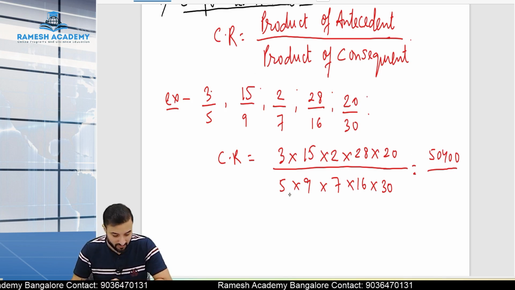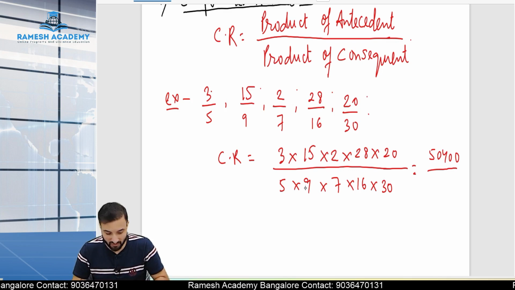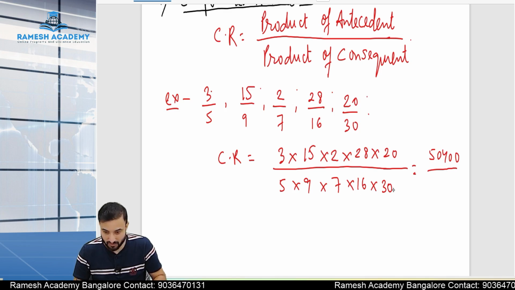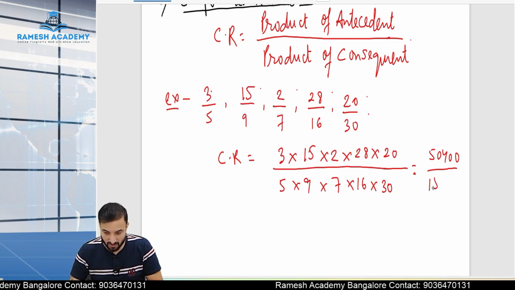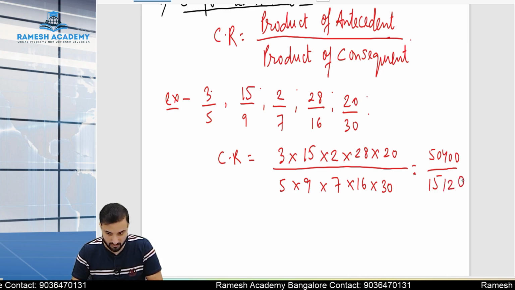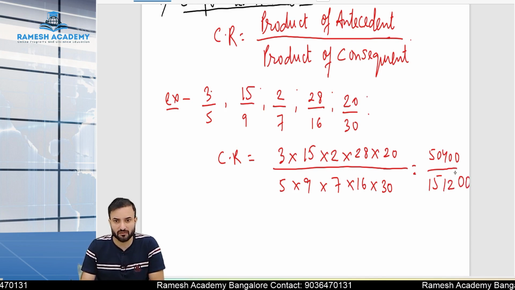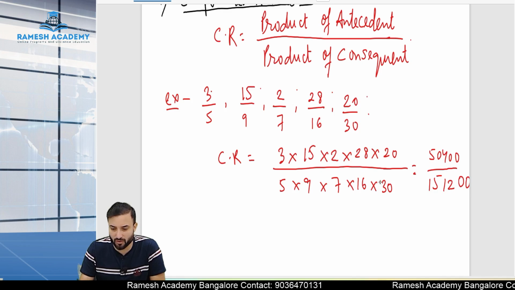So 5 9s are 45, 45 into 7, 315, 315 into 16 into 30, so you will get 15 lakh, my god. Now this is the answer you are getting, right? Product of antecedent by product of consequent.